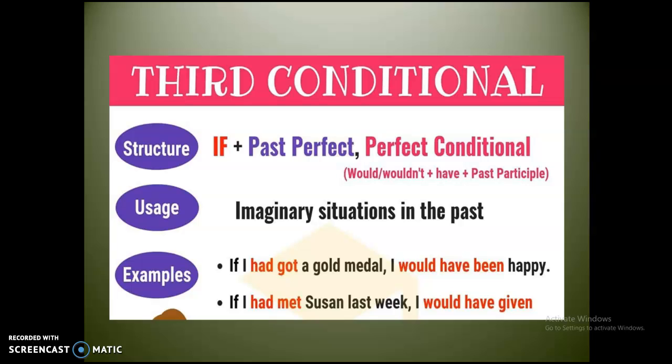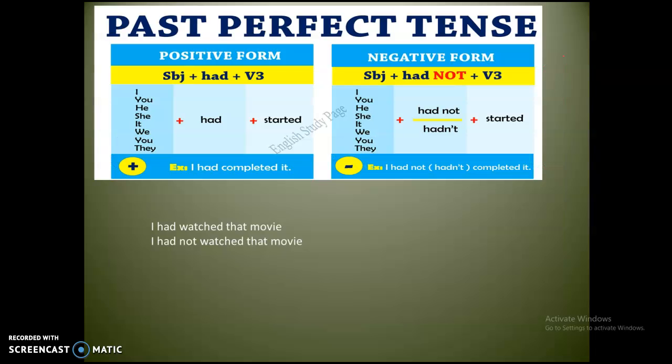We are going to analyze the past perfect. Past perfect is to express activities in the past. We use a subject, had, and past participle. In the negative form, we use subject, had not, plus past participle. We have here some examples. I had watched that movie. I had not watched that movie.